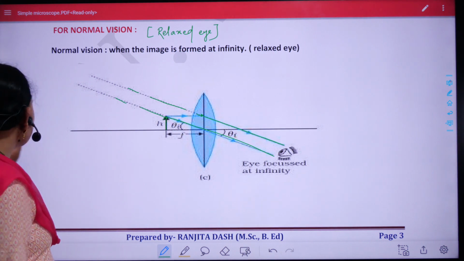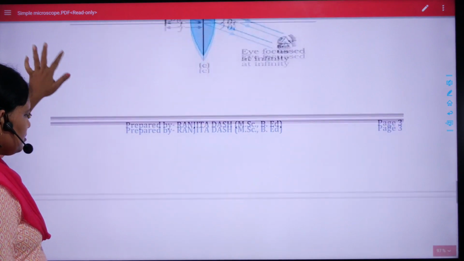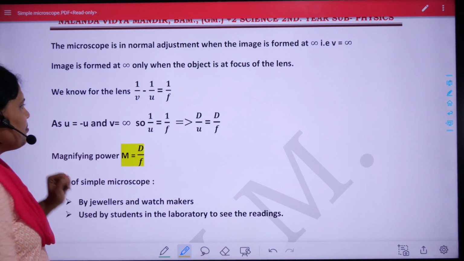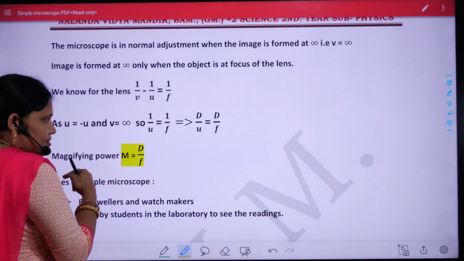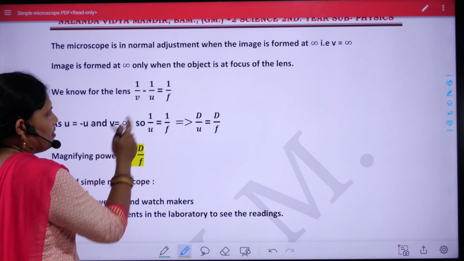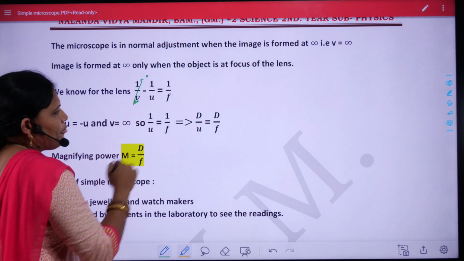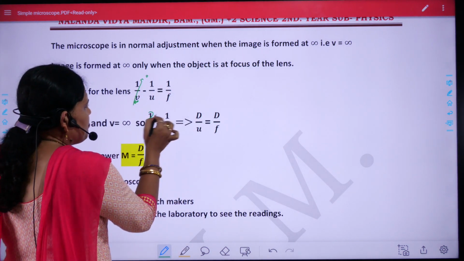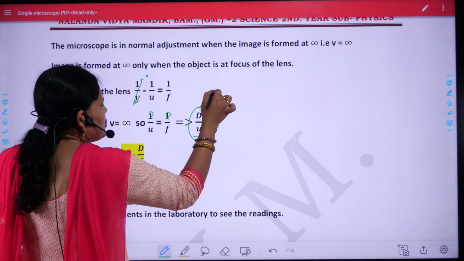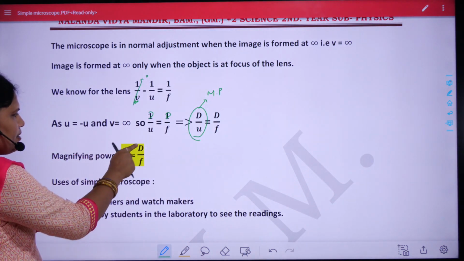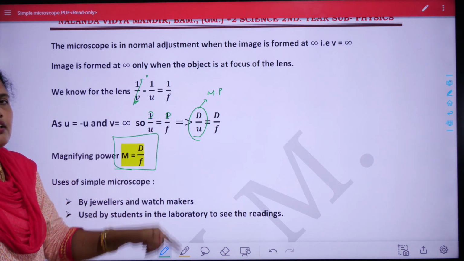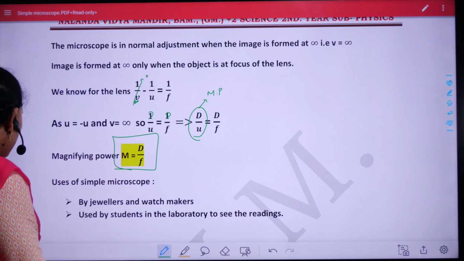Let us find out the magnifying power. In this case also, 1 by v minus 1 by u equal to 1 by f, u equal to minus u, to the left side by sign convention, and v is infinity. So we have put 1 by u equal to 1 by f, since 1 by infinity is 0. Multiplying by d, d by u equal to d by f. Now what is this d by u? This d by u is nothing but the magnifying power. So magnifying power m equal to d by f we are getting.